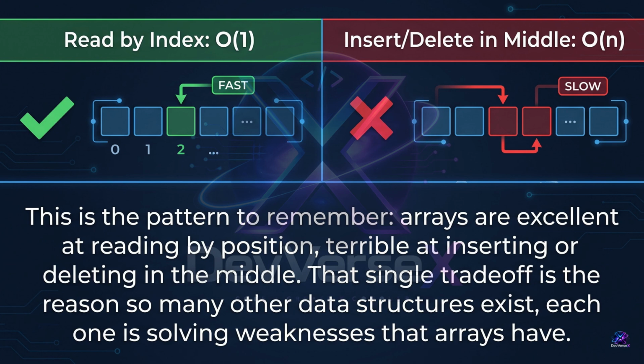This is the pattern to remember. Arrays are excellent at reading by position, terrible at inserting or deleting in the middle. That single trade-off is the reason so many other data structures exist. Each one is solving a weakness that arrays have.